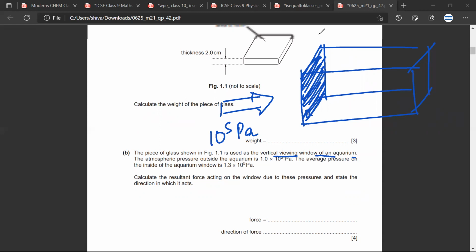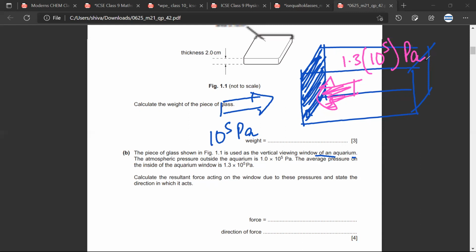Any doubt till here? And the pressure inside. Why would there be pressure inside, Chris? Because of any force, there is an equal and opposite force. There is water inside, so due to water there will be a pressure. Have you understood?